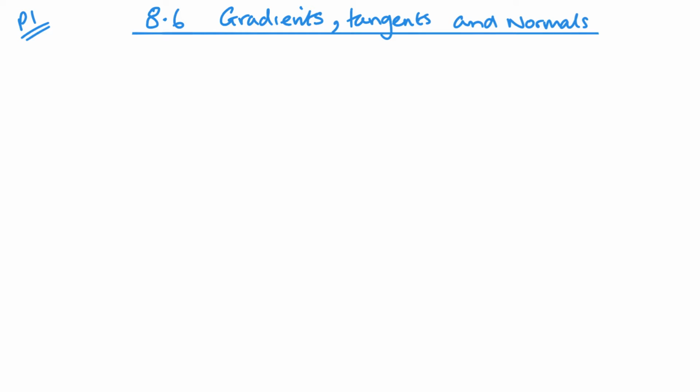Welcome back to P1. Today we're looking at gradients, tangents and normals, and this is unit 8.6. This is where our differentiation in P1 really starts to become useful, because when I differentiate a curve, that will give me the gradient at any point on the curve. And from that, I can find the equations of tangents and the equations of normals.